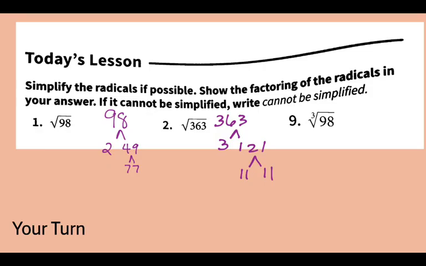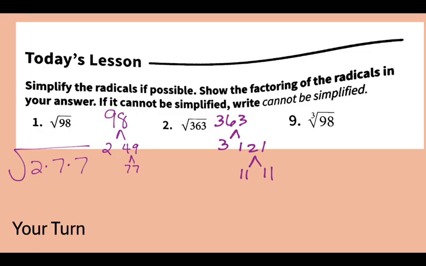I've got 98, and I did the prime factors. Raise your hand if you agree with my prime factors. 2, 7, and 7. What do I put underneath the radical? I'm going to put them all: 2, 7, 7, for now, okay?